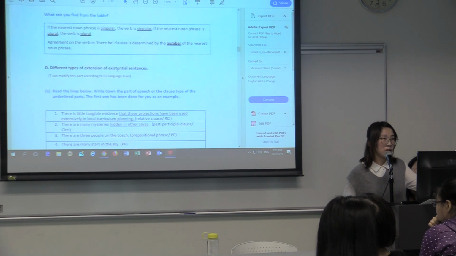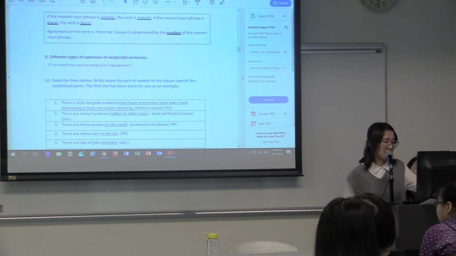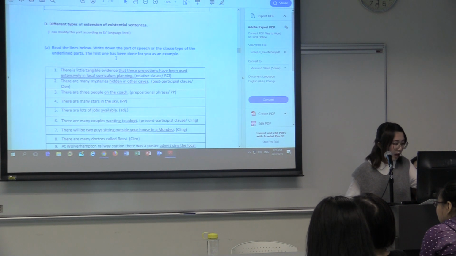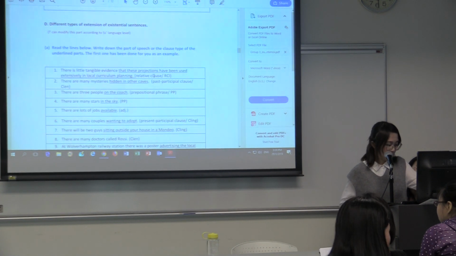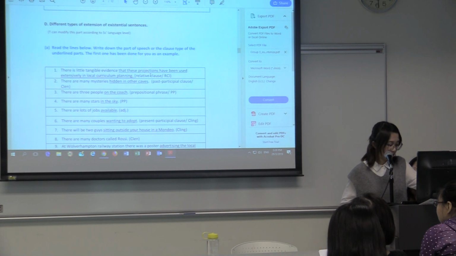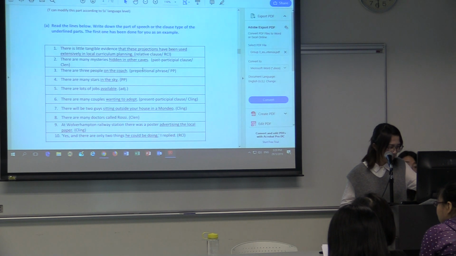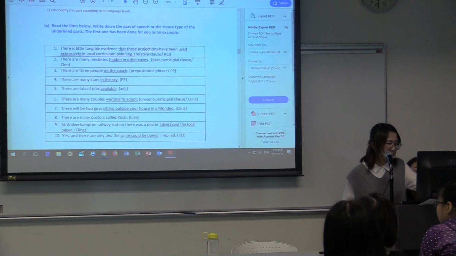And another problem to solve is the different types of extension of existential sentences. All these examples are from the corpus, and we designed a consciousness-raising activity. So they study the concordance lines and work out the structure in the existential sentence.